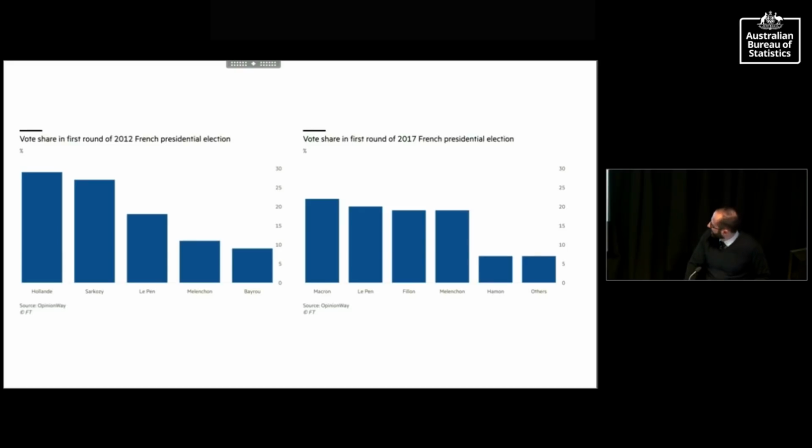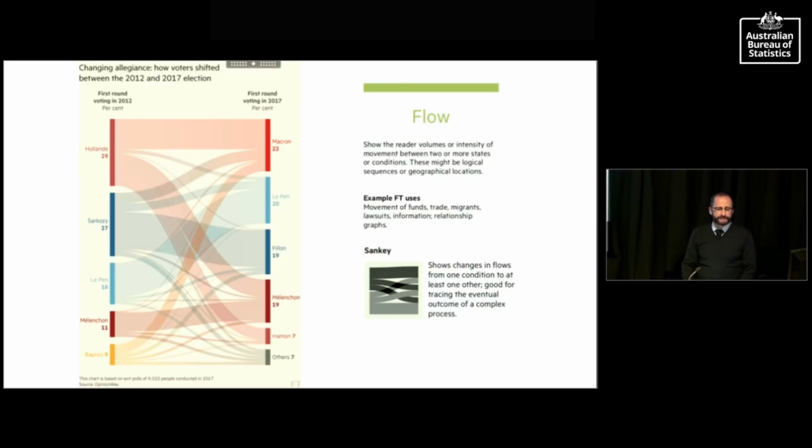Like, for me, I am interested in, well, it's not the same list of candidates between 2012 and 2017. Some of them are the same, but some of them are different. So what I'd really be interested in knowing is, what happened to the people who voted for François Hollande? Who did they vote for in the next election? Well, there is a chart type deliberately designed to show that. Something called a Sankey diagram, for showing flows of votes.